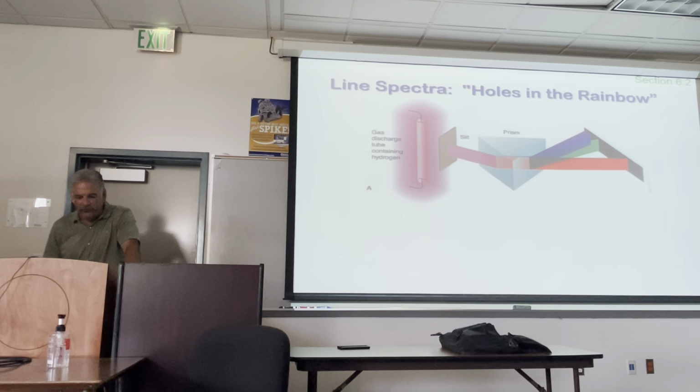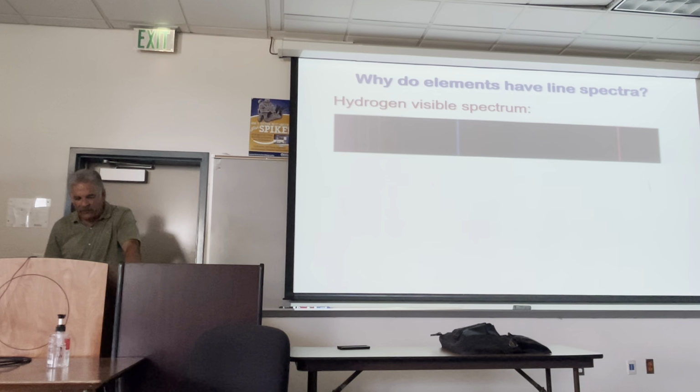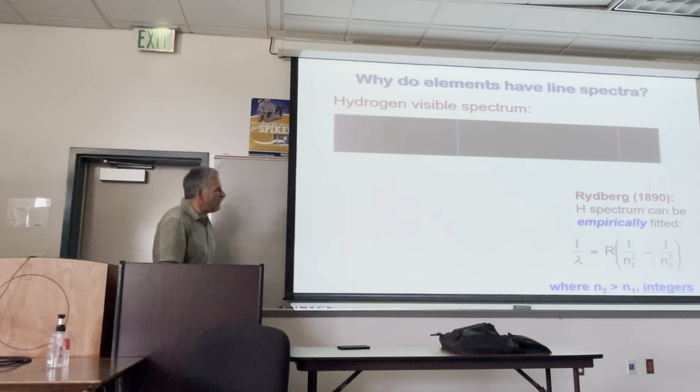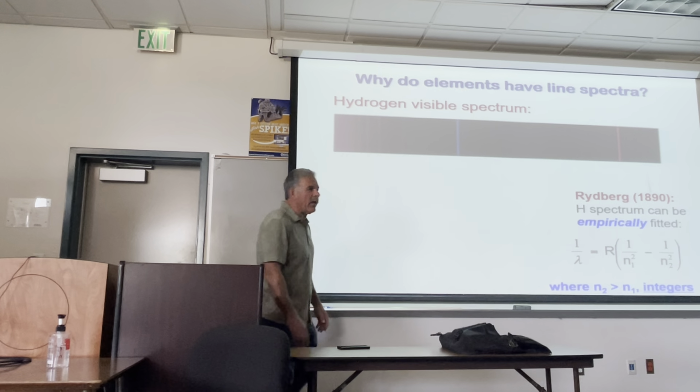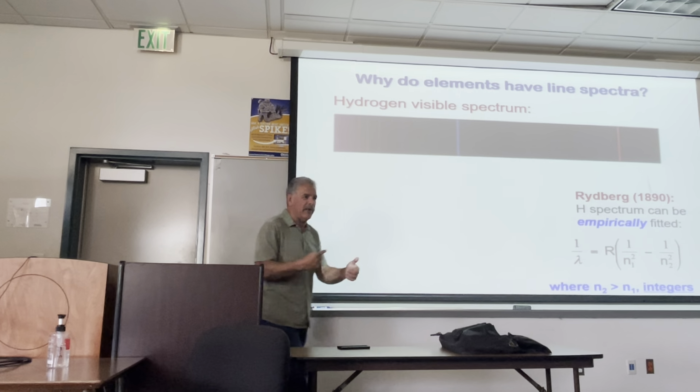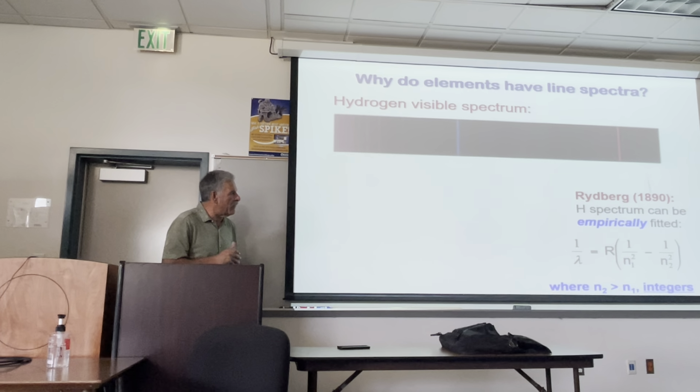So line spectra, holes in the rainbow, this is how we figured it out. I'm not going to worry about that. This is what we did in class. Rydberg, this is what we need right here. There's going to be a Rydberg problem on there as well. We did that in lab, so we should be able to do it. We should be able to reproduce that.